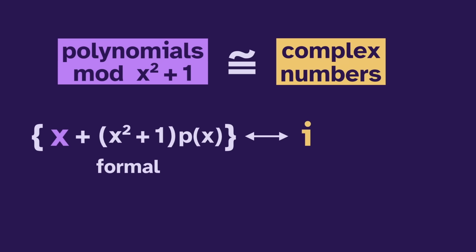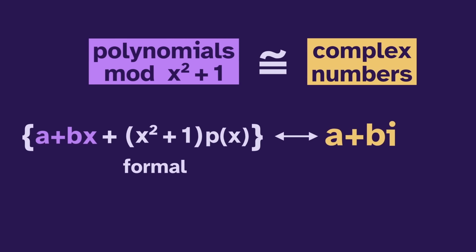And something similar goes for any complex number. a plus bi corresponds to the set of a plus bx plus modulus times polynomial. The complex numbers are secretly just infinite sets of polynomials.